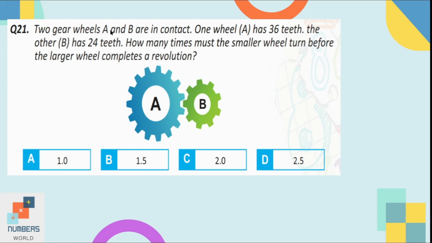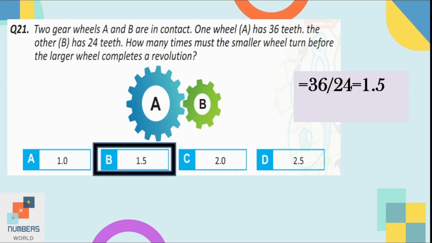Question number 21. Two gear wheels A and B are in contact. One wheel A has 36 teeth and the other B has 24 teeth. How many times must the smaller wheel turn before the larger wheel completes a revolution? To find that out, we will divide the total number of teeth wheel A has by the total number of teeth wheel B has. That can be written as 36 by 24, which is equal to 1.5. So the smaller wheel will turn 1.5 times before the larger wheel completes a revolution. So option B is the correct option here.